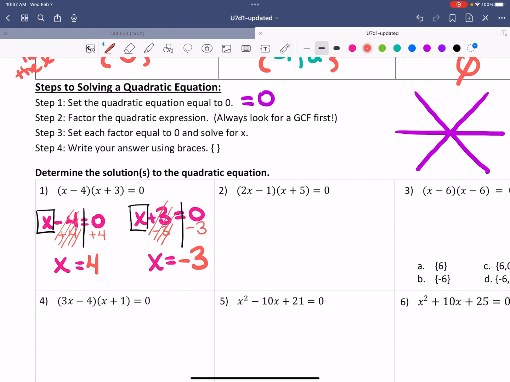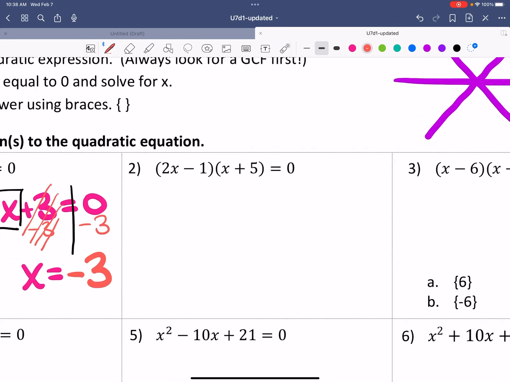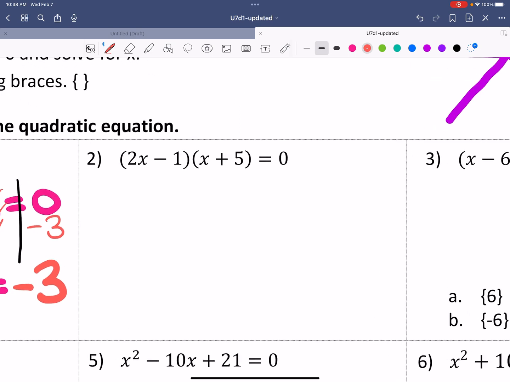You're going to do the same for number 2, number 3, and number 4. So if you want to pause and try number 2 on your own and then come back and check, you are welcome to. I'm going to go ahead and look at number 2 and run through my steps. Step number 1 says it has to be set equal to 0. I can see that it's set equal to 0. We are good. Step number 2 says to factor. It's already been factored because it's already in that parentheses form. And so now we're going to do step 3, where we take each factor, starting with the first one, set it equal to 0, and solve for x.